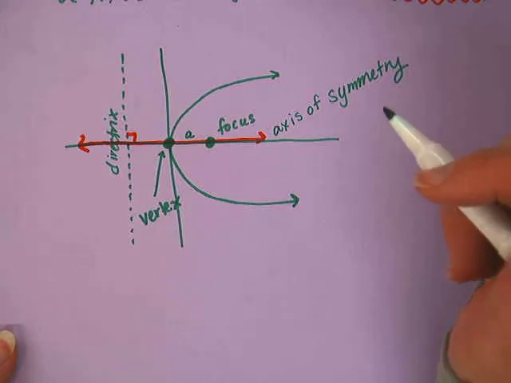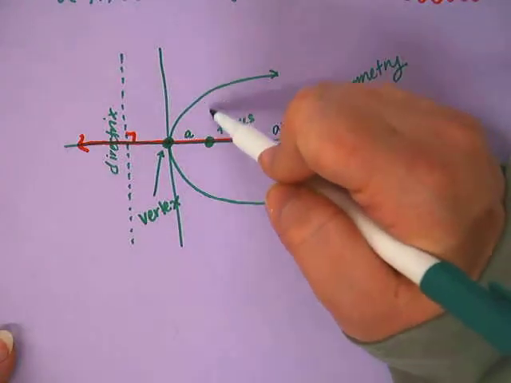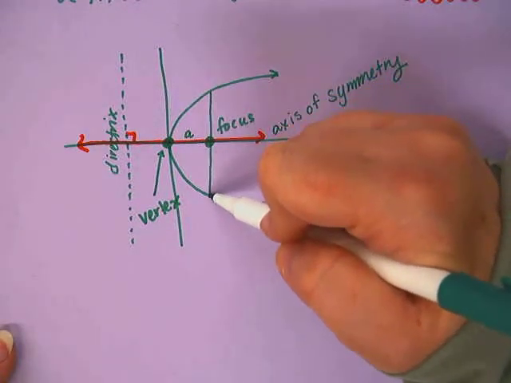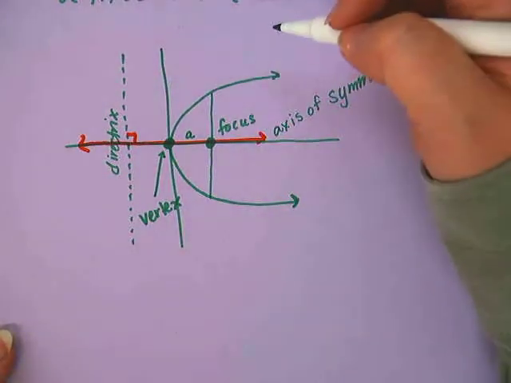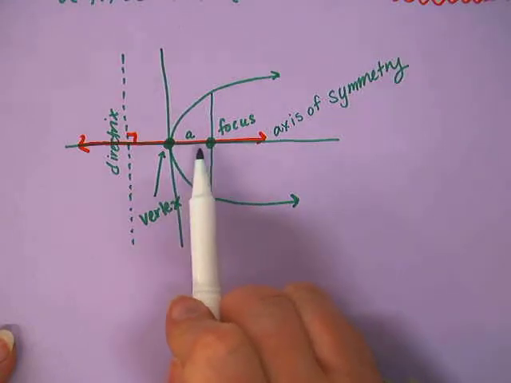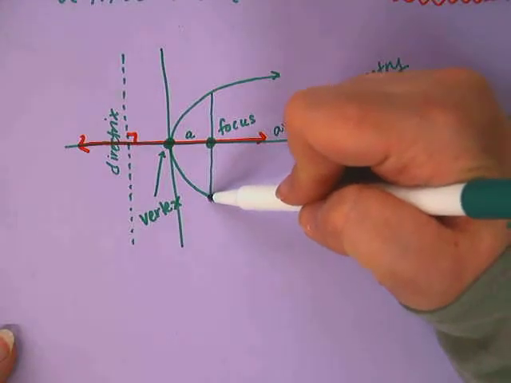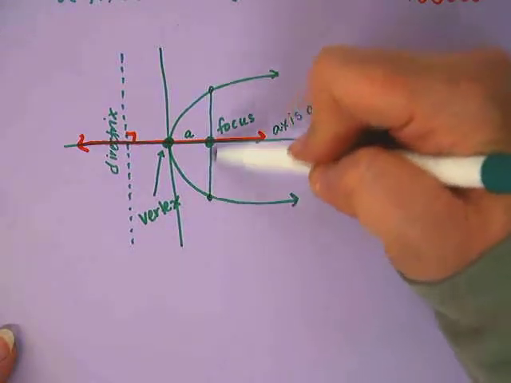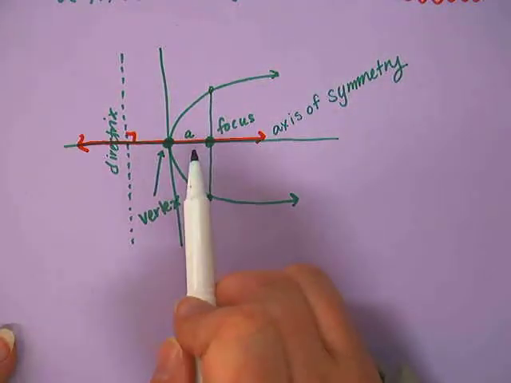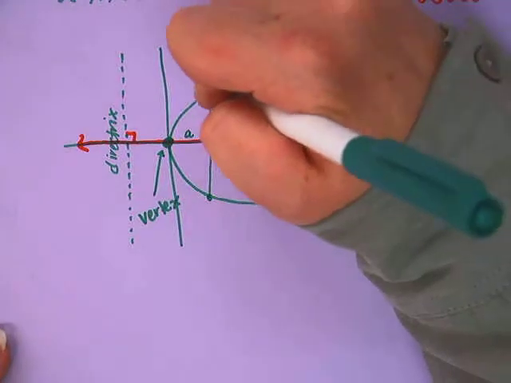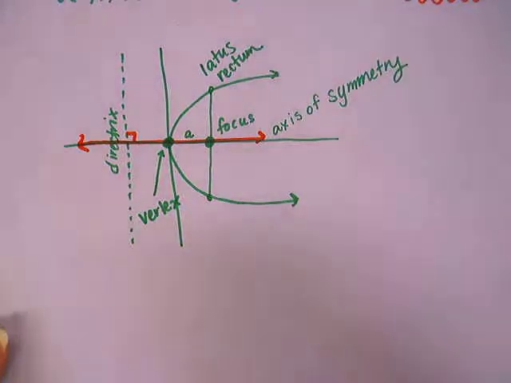And then there's one other thing that they are going to ask from you on a few problems, and it also helps you to graph parabolas so that they are the right width. There's another line right here, and the length of that line is 4a. You know how this distance right here is a from the vertex to the focus? Well, the distance from one side of the parabola to the other side, across through the focus, is 4a, so 4 times the length of that. This line here is called the latus rectum.